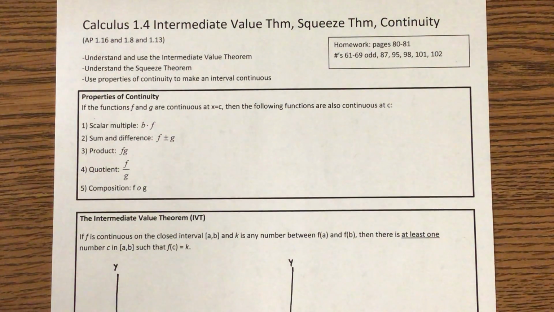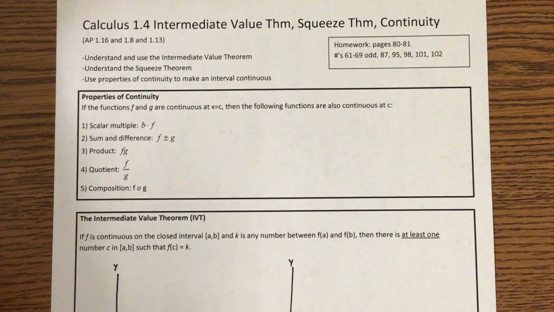We have the second half of 1.4, which covers intermediate value theorem, squeeze theorem, and continuity. Intermediate value theorem shows up quite a bit, so we need to for sure make sure that you can do that one. Okay, so our requirements today: understand and use intermediate value theorem, understand the squeeze theorem, and then use properties of continuity to make an interval continuous if it was not already continuous. Our homework is over there on the right, pages 80 to 81.